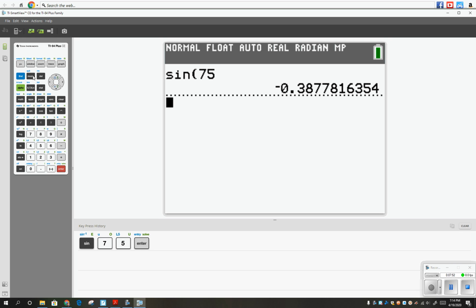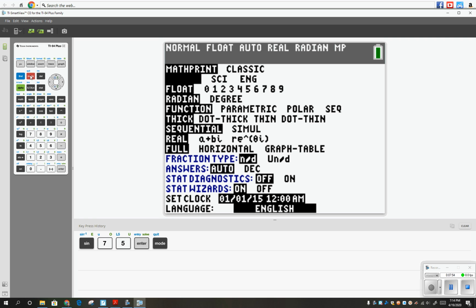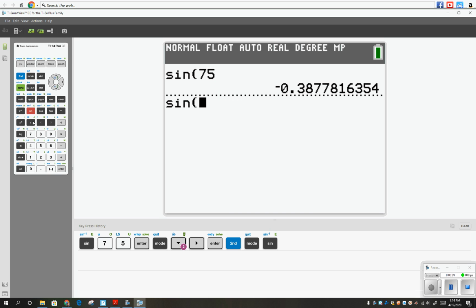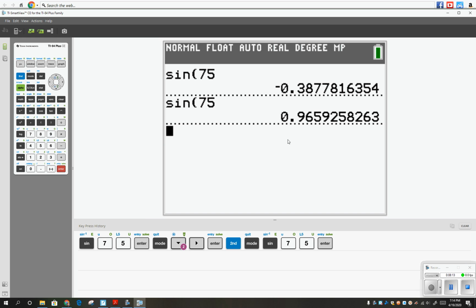So you have to go to the mode. It's right next to the second key. So I click on mode. Notice radians. I've got the mouse circling here where degrees is. You need to go down and select degrees and highlight degrees. Once I've done that, I can quit out of this screen. Now if I type in sine of 75 again, I get 0.9659, which is correct.